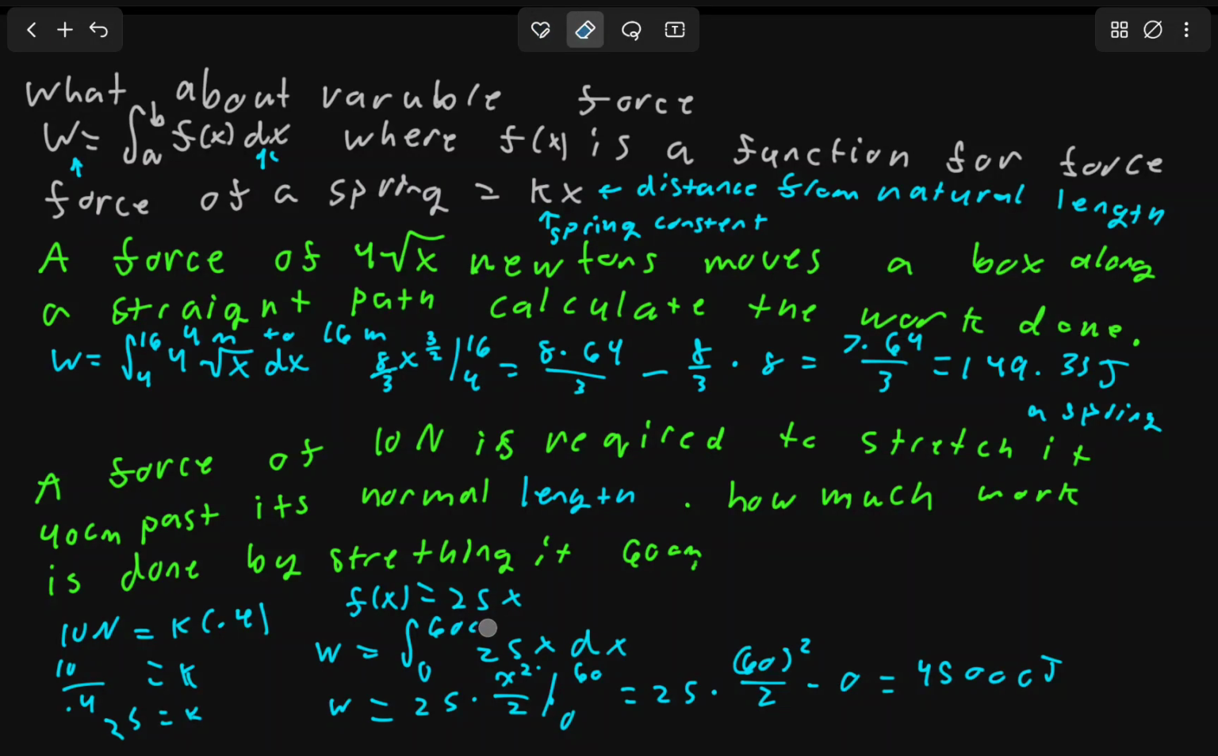I should not have evaluated this as centimeters. I should have evaluated this as meters. So this should all be 0.60 squared. And now we're going to get a much more reasonable answer of 4.5 joules. So long as I did everything else right.